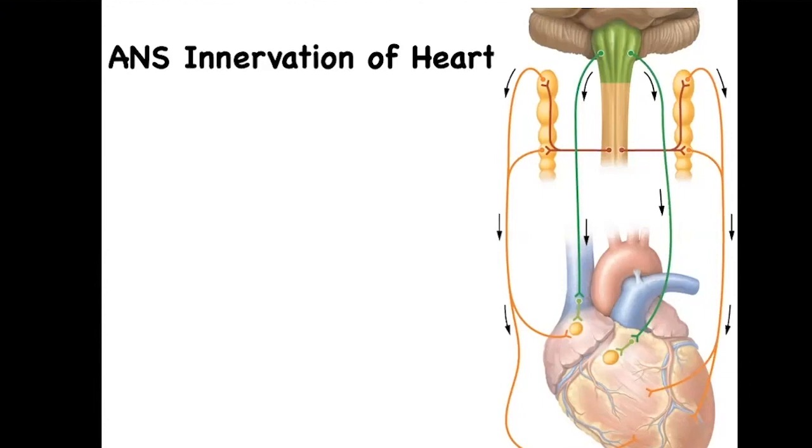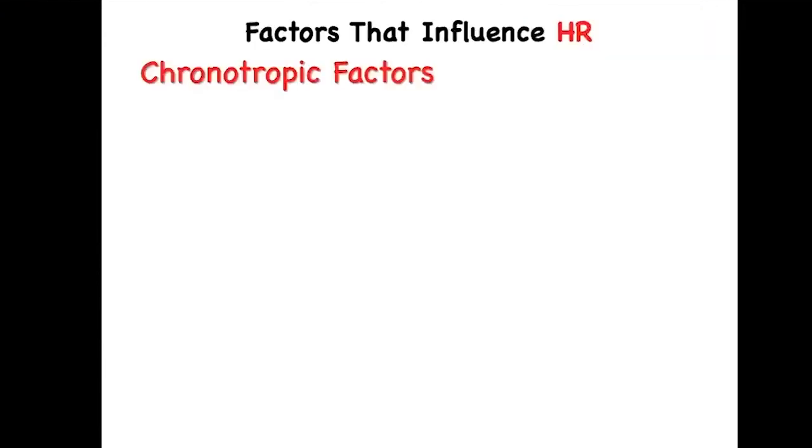Notice the SA node is innervated by both branches of the autonomic nervous system, whereas the myocardium is innervated only by the sympathetic fibers. So let's look at some factors that are going to influence heart rate. Recall the equation that cardiac output is equal to heart rate times stroke volume. We've already looked at stroke volume, so now we're going to be looking at heart rate. Factors that influence heart rate are called chronotropic factors. Positive chronotropic factors are going to increase heart rate, and negative chronotropic factors will decrease heart rate.